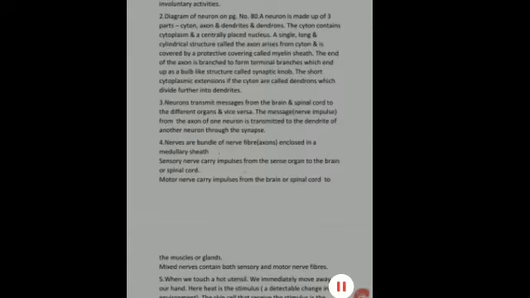Then the next question, neurons transmit messages from the brain and spinal cord. The question is, what is the function of a neuron and what is the role of synapse? So neurons transmit messages from the brain and spinal cord to the different organs and vice versa. That is, the neurons transmit messages from the different organs back to the brain and spinal cord. Then the message, that is nerve impulse, from the axon of one neuron is transmitted to the dendrite of another neuron through the synapse. So this is the answer for the role of synapse.